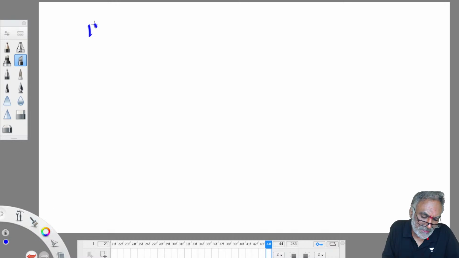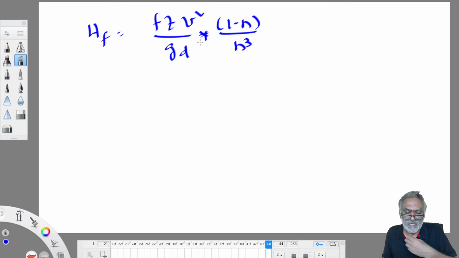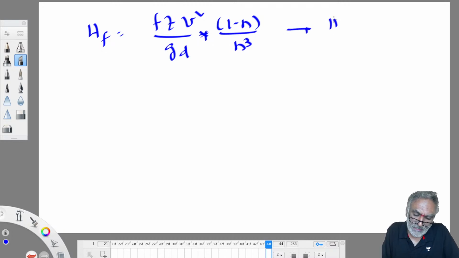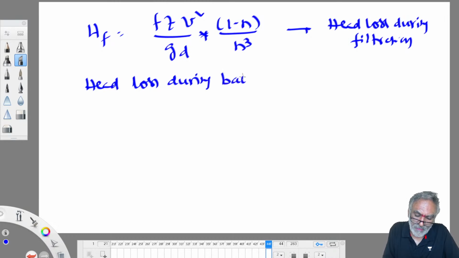Head loss during filtration. Head loss during filtration we work out by using the equation f Z v square by g d into (1 minus n) by n cube. This is the head loss during filtration in case of a rapid sand filter. Then head loss during backwash is also expected. Head loss during backwash of the filter.